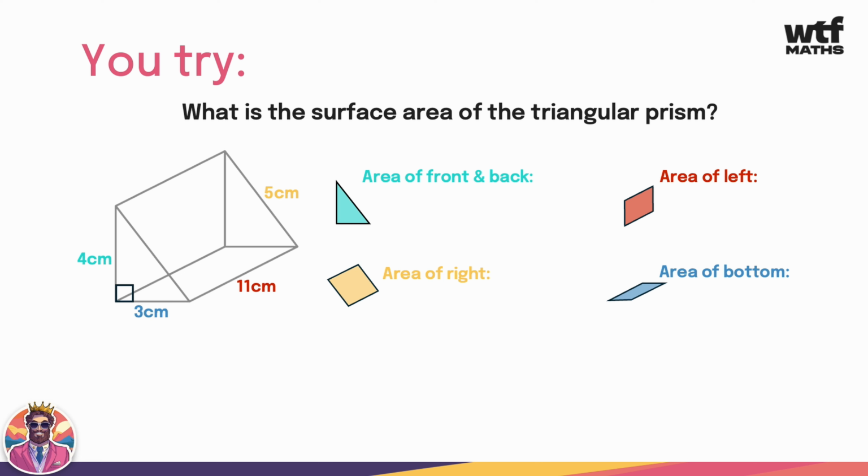Alrighty, so the first thing we want to do is find the area of the front and the back. So there's a triangle at the front and the back, so we're going to go half times 3 times 4 is 6, and double that to get 12 centimeters squared.